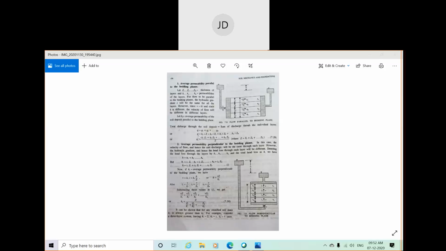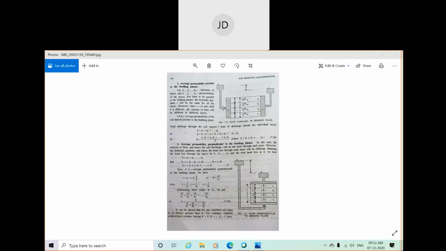So in place of q, we can write, as per Darcy's law, q is equal to kiA. k is your coefficient of permeability, i is your hydraulic gradient, and A, it is written as Z, but we know it should be A, is the cross-sectional area of the soil element perpendicular to the flow. You know q is equal to kiA.